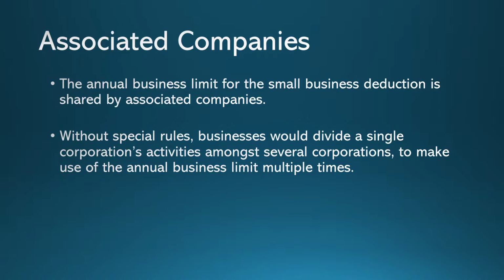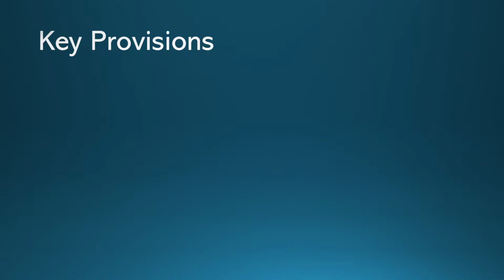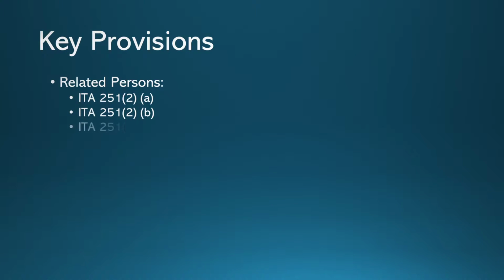Some key provisions. We start off actually referring back to something we've studied before. Remember related persons? Well, if you don't, I recommend you go back and review them again. You'll find these in ITA 251, subsection 2, paragraphs A, B, and C. And the reason I bring these up is because the associated companies provisions talk about related persons.